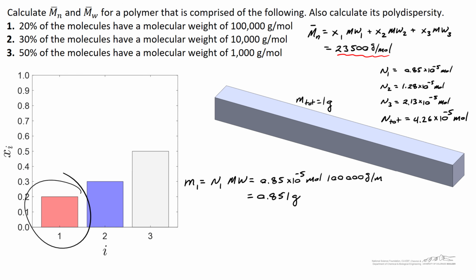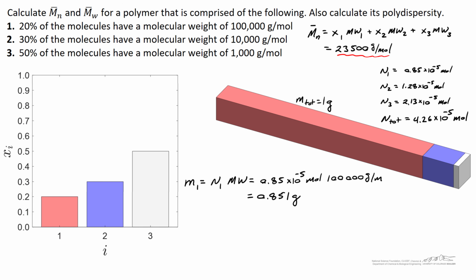And think about that for a second. We're looking at a polymer in which only 20% of the molecules is comprised of this large molecular weight polymer. However, most of our sample is comprised of that molecular weight. So maybe now it's becoming a bit more obvious why the distribution looks the way it does, because 0.851 grams is comprised of the high molecular weight. Since it's only 1 gram, it suggests that 85% of our sample is comprised of that high molecular weight material.